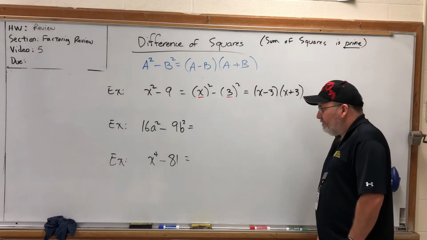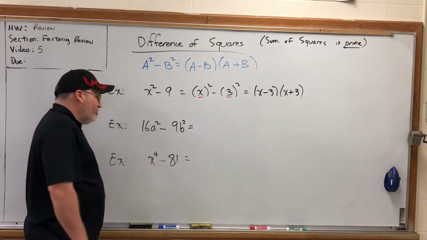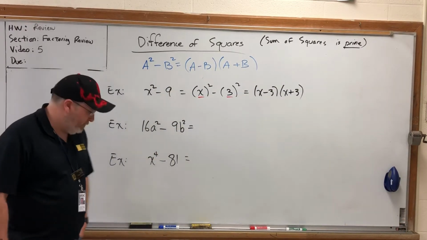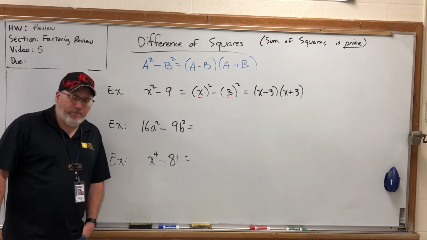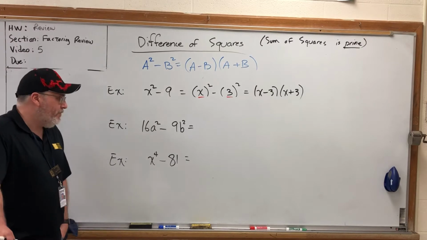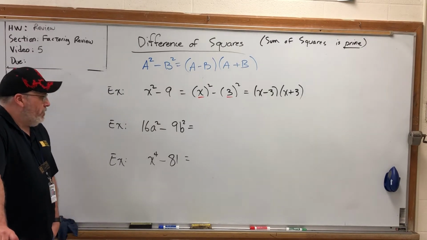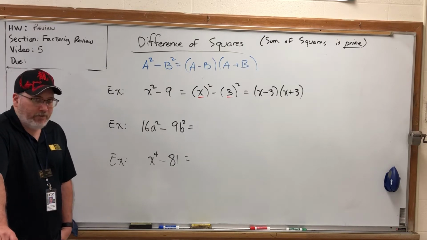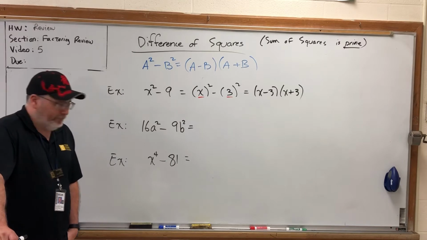I invite you to pause the video and see if you can factor the other two. Second one being 16a squared minus 9b squared. And the last one being x to the 4th minus 81. You might trip up on the last one a little bit, but even if you can see through it, you still might get tripped up if you're not paying attention. So I invite you to pause the video and try to factor both of these. But in the meanwhile, I'm going to move forward and factor both of them.